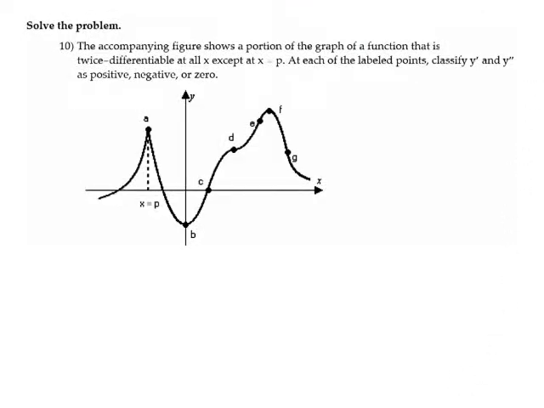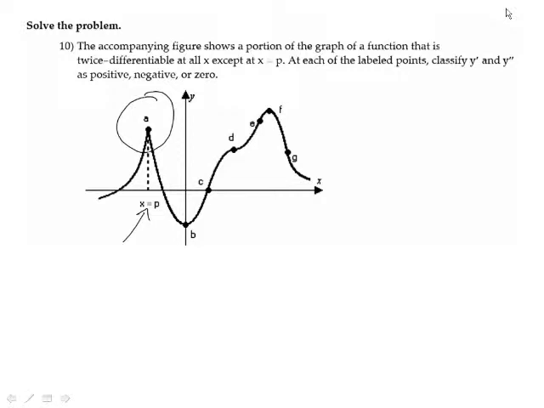Okay, folks, we need to analyze this graph. It shows a portion of the graph that is twice differentiable at all x except at x equal p. And you can see why it's not differentiable, because we have a point here at which the derivative from the left and the right are not the same, and therefore the derivative is not defined. And it asks us to, at all the labeled points, classify y prime and y double prime as positive, negative, or 0.